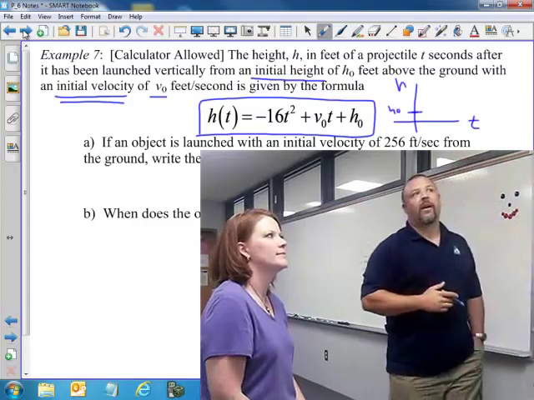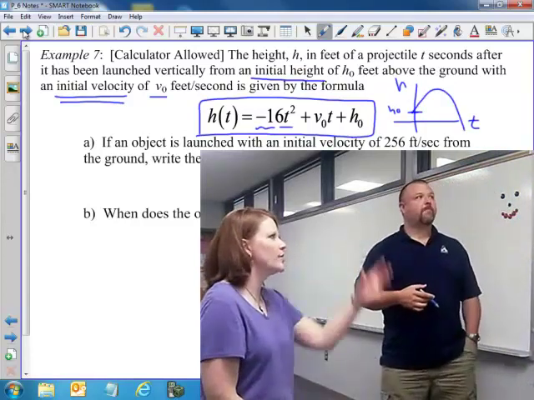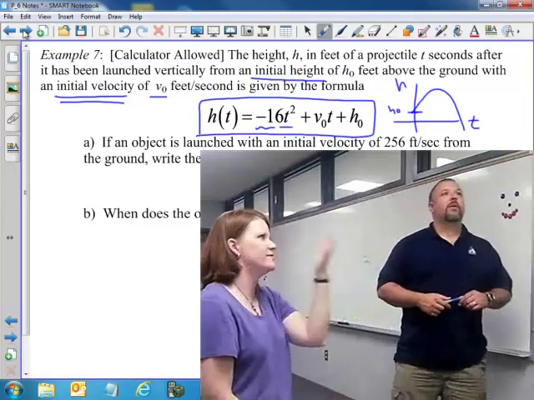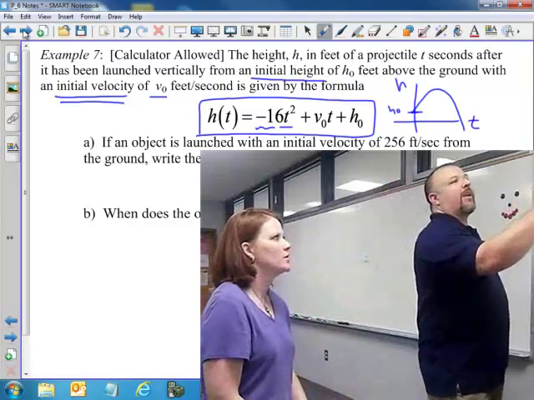You're launching it into the air. It's a parabola that opens down, and so you're going to basically get an upside down parabola with time versus height. There's a whole bunch of variables here, but we're not going to end up using all of them as variables. We need some numbers, so we're going to plug everything in.